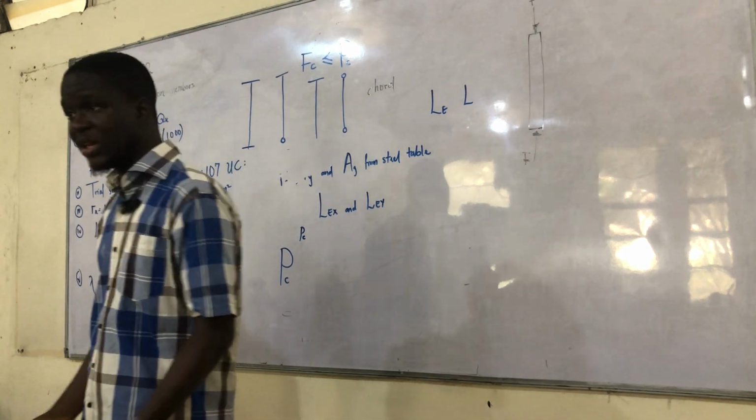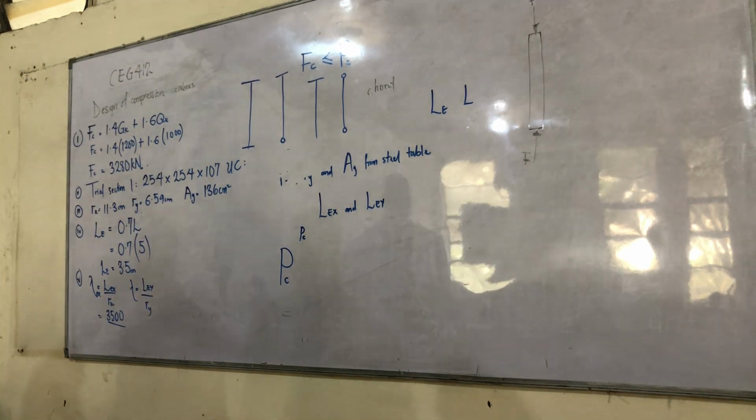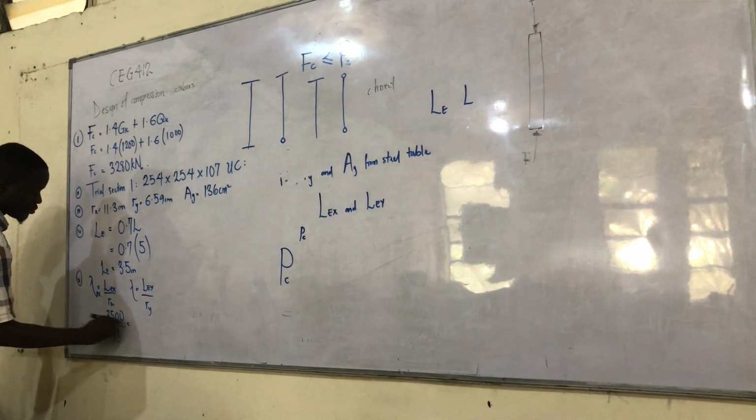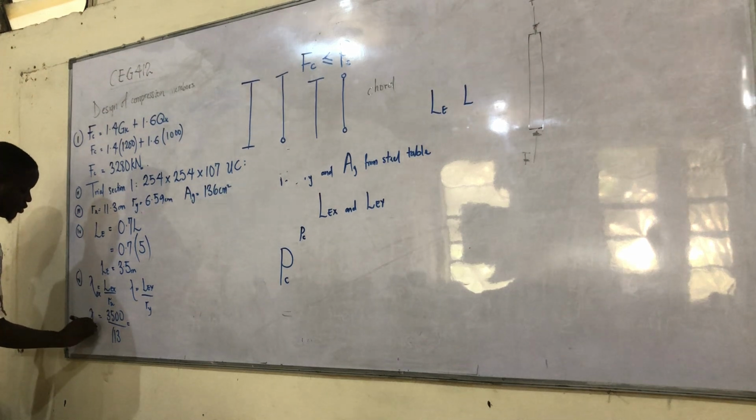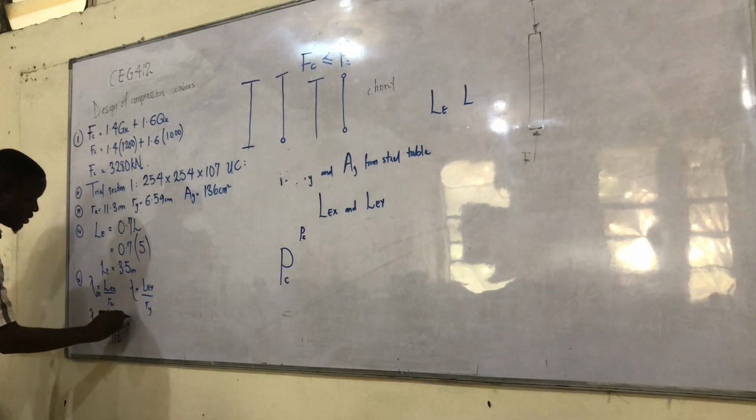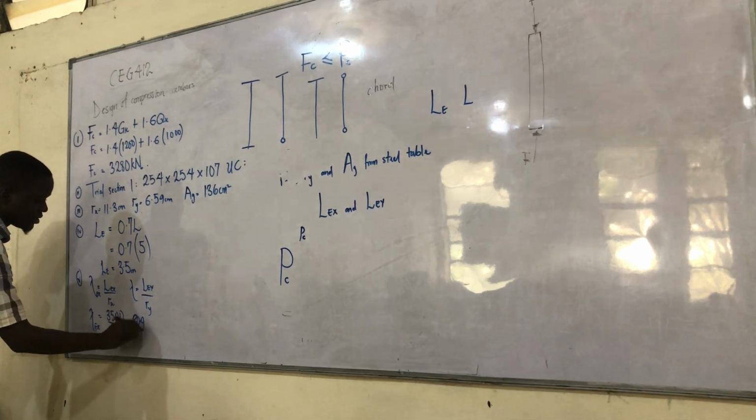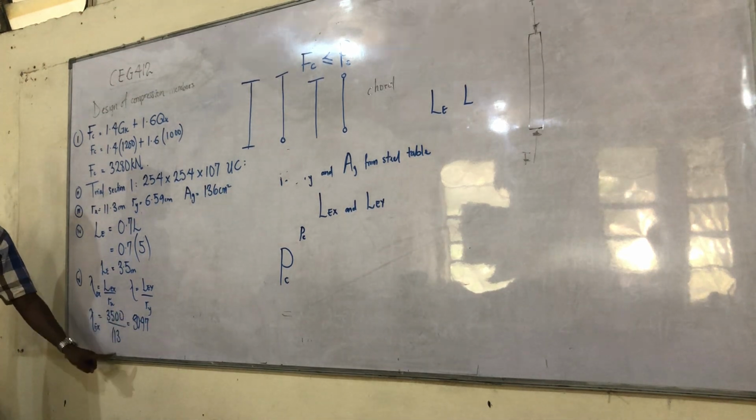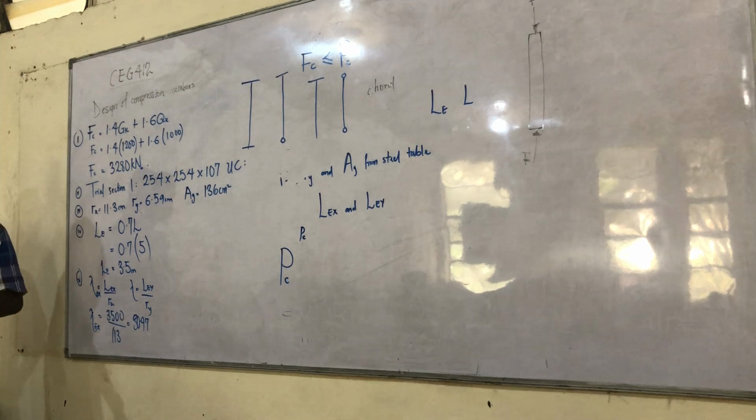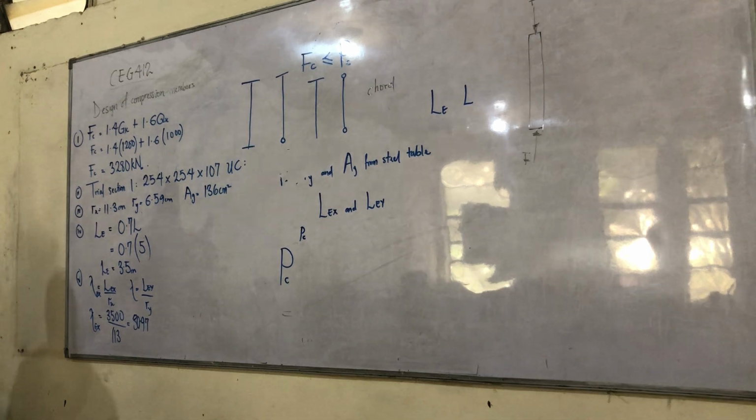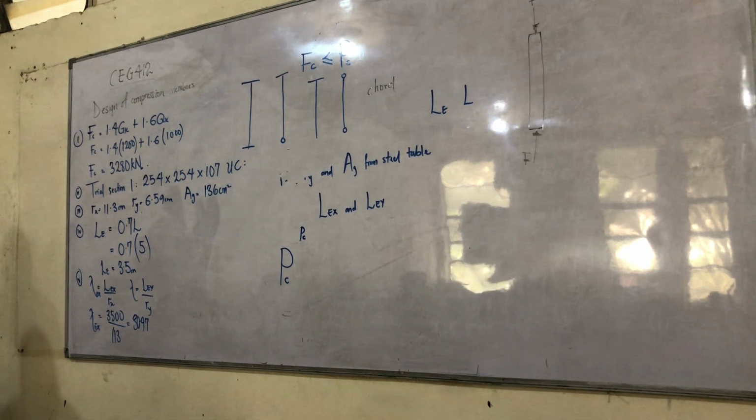You have 11.3. Centimeter to millimeter is times what? Times 10. What will this give you? 30.97. It is unitless because LE is in mm and RY is in mm, so they cancel each other. Are you with me? Should I come again?